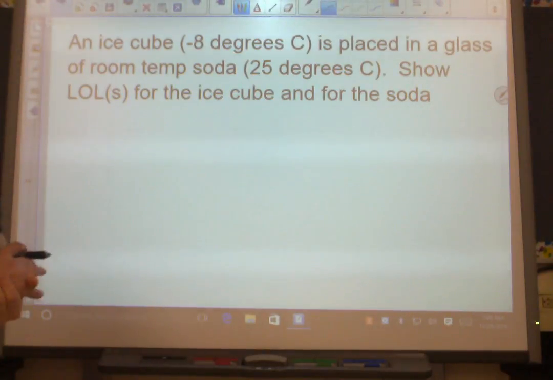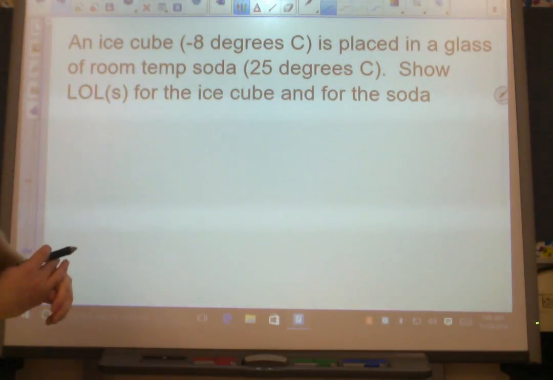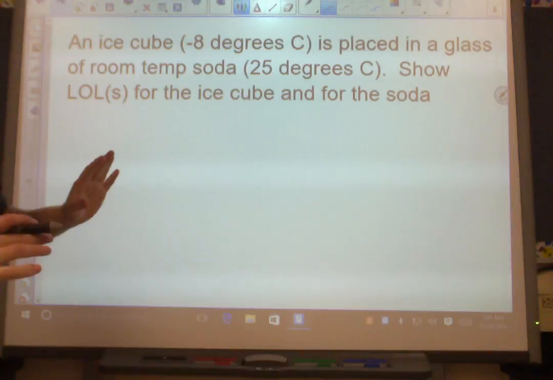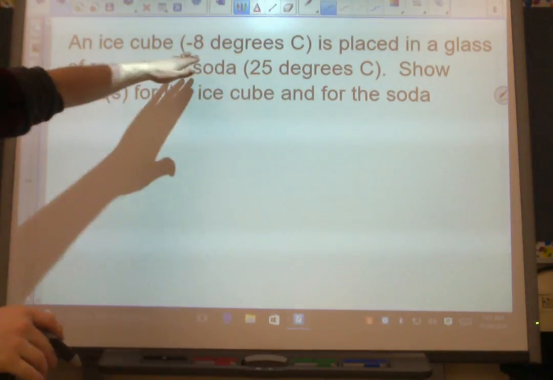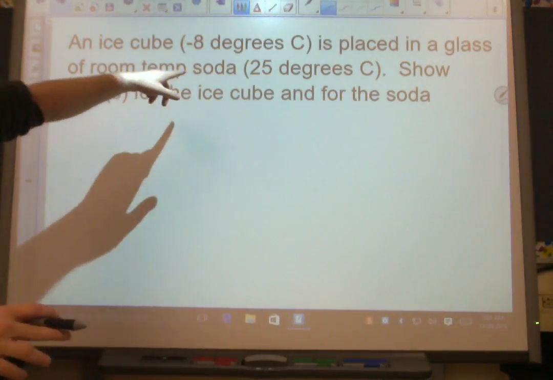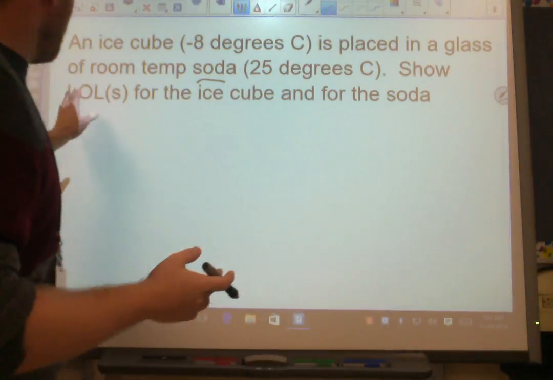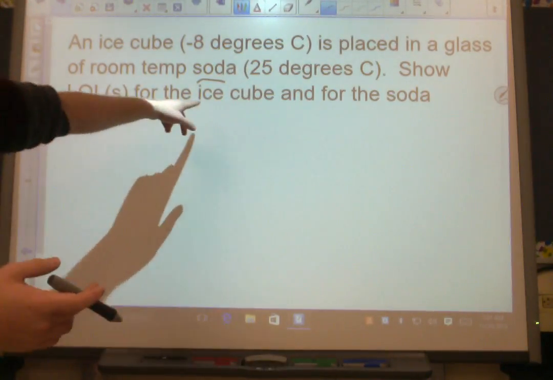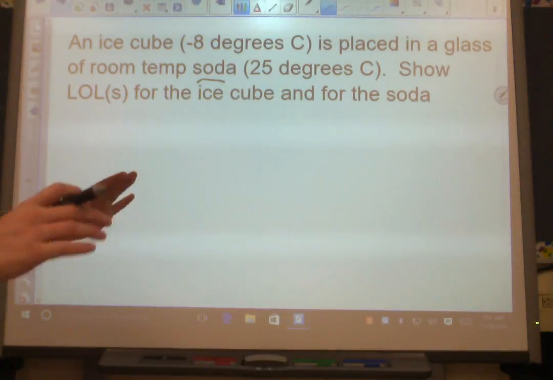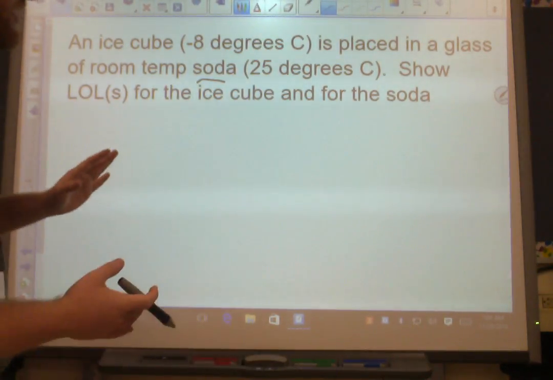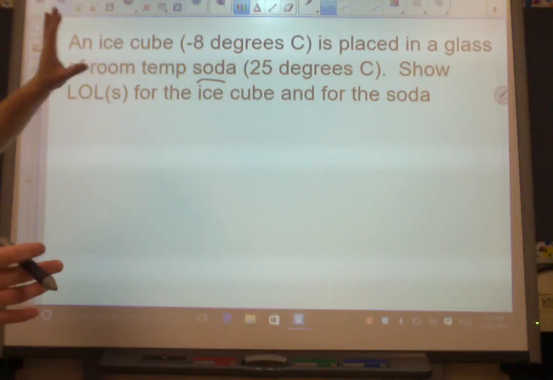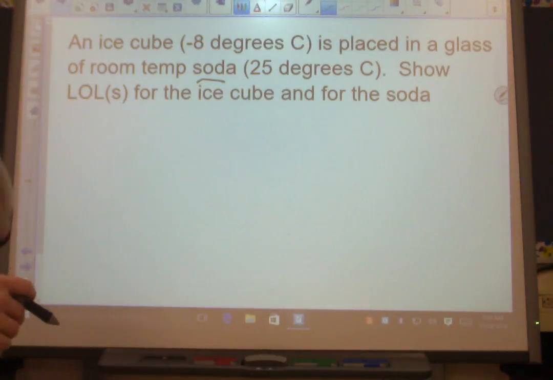I would say you should pause the video here, try to work this one out, and then play again. So this is kind of a multi-step problem here. I'm saying an ice cube, -8, is placed in a glass of room temperature soda. And again, we treat soda as if it's water. Show LOLs for the ice cube and for the soda. So this is going to be like 2 separate problems. So think about how many the soda is going to get, how many the ice cube is going to get, and then do those separately. So pause, and then play when you're ready.